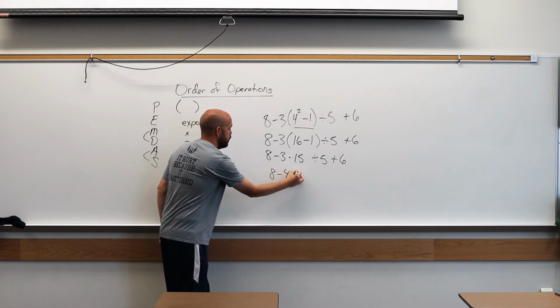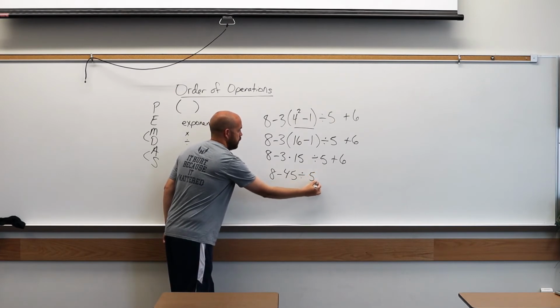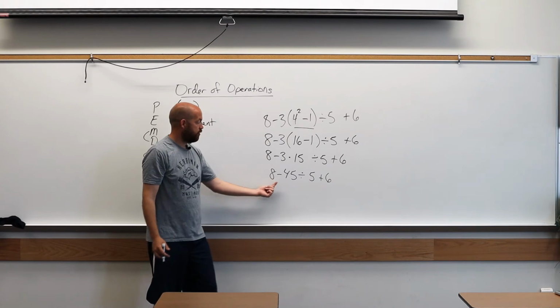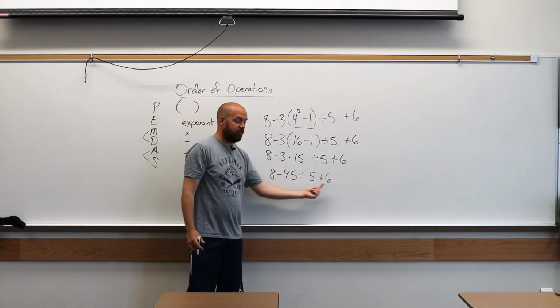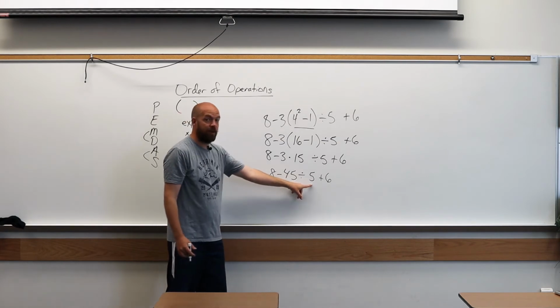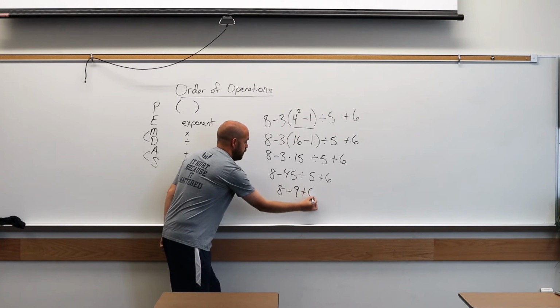There may be a shorter way to do this, but that's okay. We're practicing using order of operations, so we'll just do it like this. 8 minus 45 divided by 5 plus 6. I actually can do this division by 5 at the same time. 45 divided by 5 is 9. So I have 8 minus 9 plus 6.